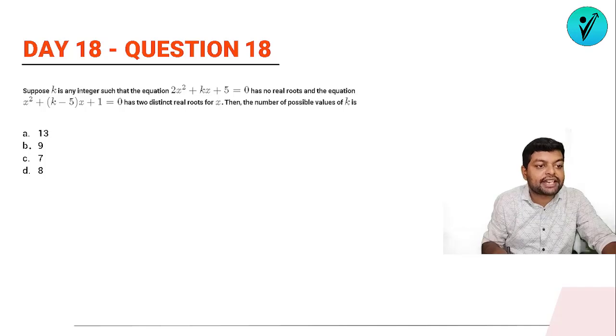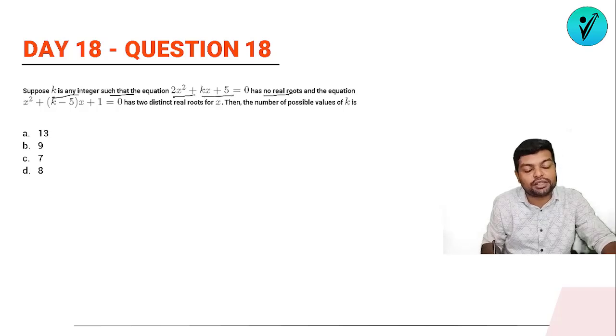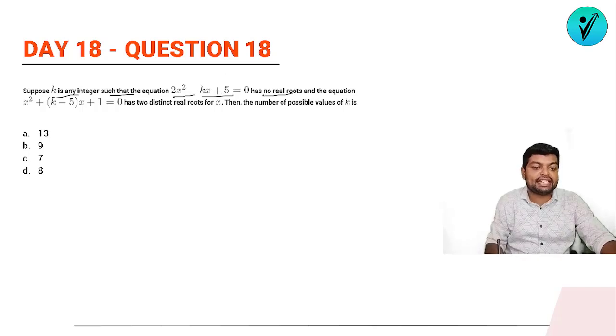The question says that suppose k is any integer such that the equation 2x squared plus kx plus 5 equals 0 has no real roots. So we have a quadratic equation, and it is saying that it has no real roots. What is the condition for no real roots? For no real roots, the condition is that your discriminant should be negative.